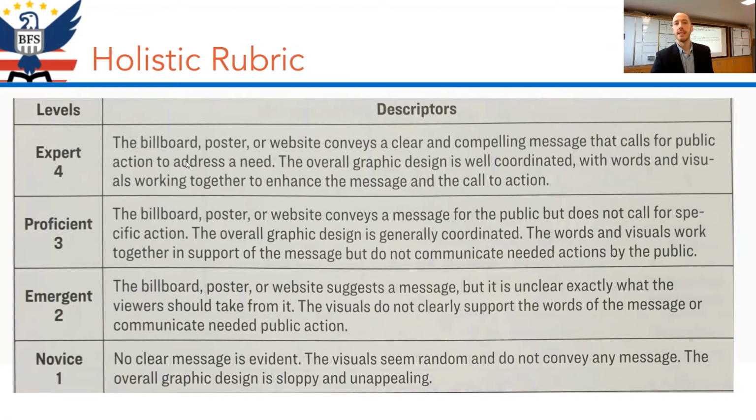What if a student has a billboard, poster, or website that conveys a clear and compelling message that calls for public action to address a need, but the overall graphic design is generally coordinated? So what if they have one element in proficient and one element in expert? How does that get assessed? This would necessitate very clear examples of each level and clear communication with students in terms of what's going to happen if one of these descriptors falls into, let's say, emergent and one into expert. How does that get assessed? We want to make sure students have clarity on what success looks like.